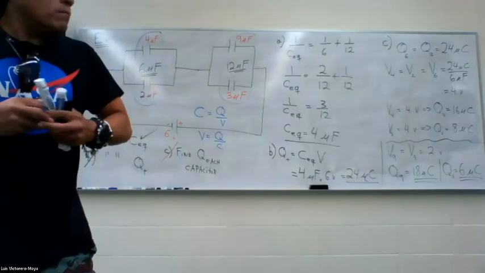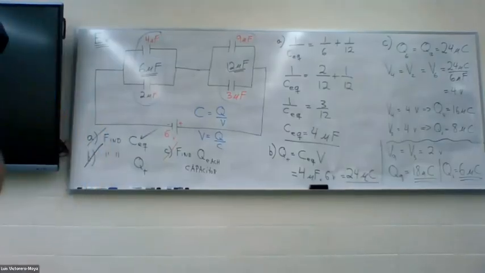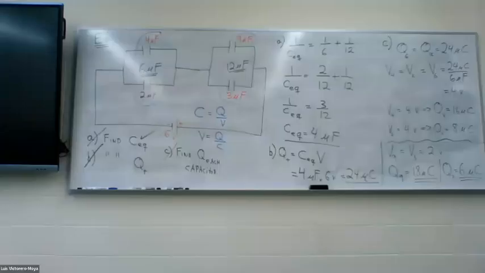Wait, Professor, could you explain how you get 2 volt? By dividing 24 by 12. Oh, okay, got it. By dividing the total charge by the capacitance 12, which is the equivalent between 9 and 3, or the combination of 9 and 3. All right.